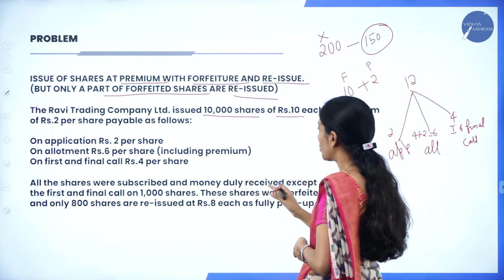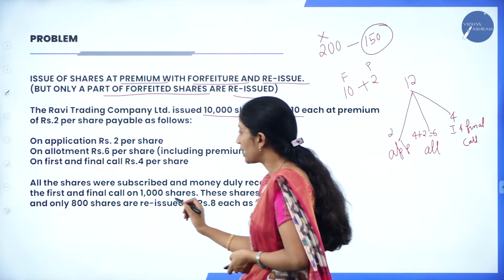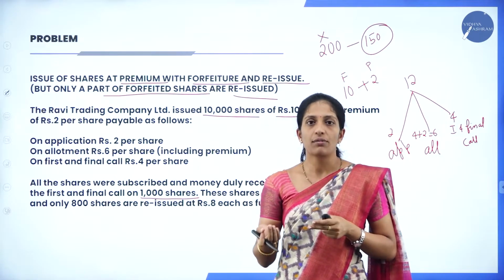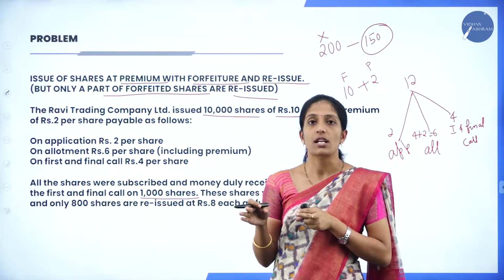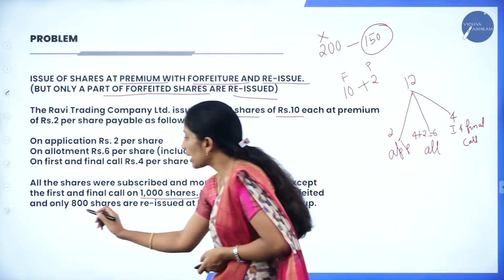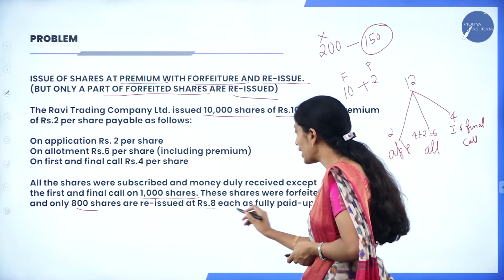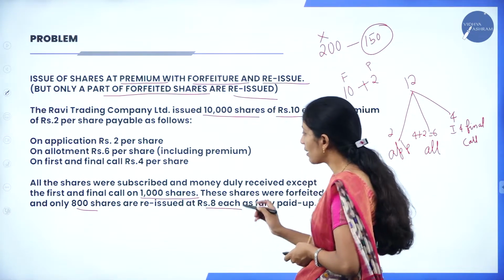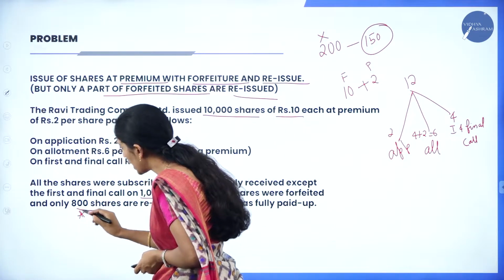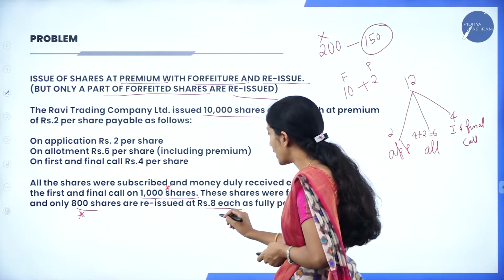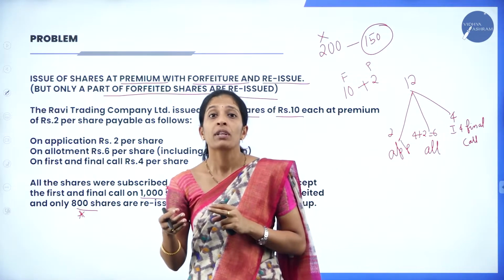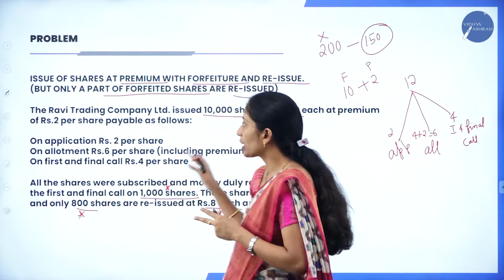All the shares were subscribed and the money duly received except on first and final call on 1000 shares. Now what have they done? These 1000 shares, who failed to pay first and final call money, were forfeited and only 800 shares were reissued at rupees 8 each as fully paid up. Now this is different. There are 1000 shares which have been forfeited, but they have reissued only 800 shares. And that too they have reissued at a discount, that is 8 each, where we have to transfer that discount to forfeited shares account. Hope you are clear with this problem.